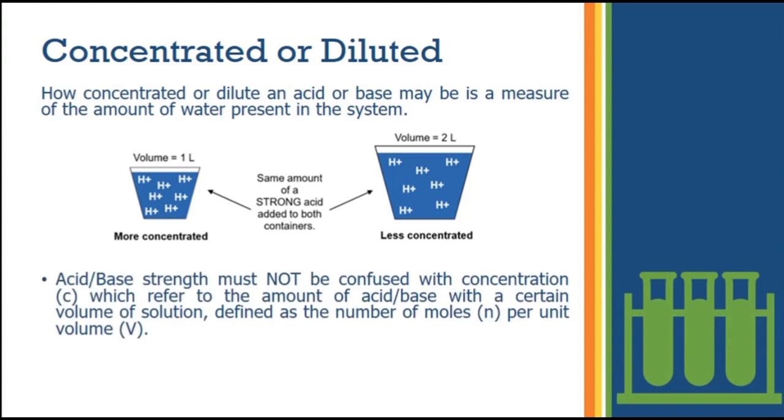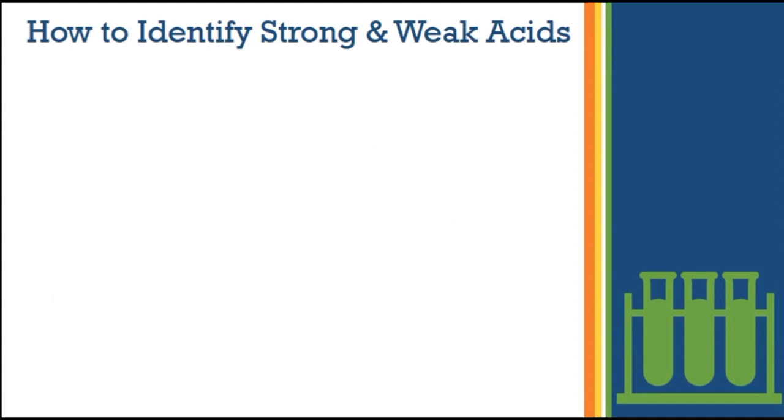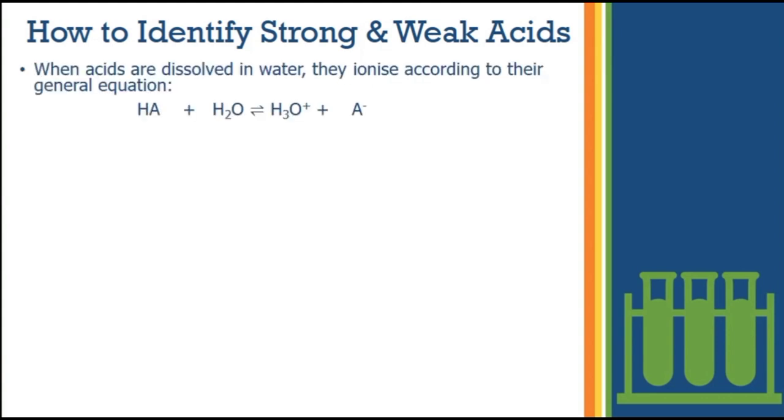So this brings us to our definition. The acid or base strength must not be confused with concentration, which refers to the amount of base or acid within a certain volume of solution, as defined by the number of moles per unit volume. How do we identify that? Well, a concentrated acid and a dilute acid need to be separate from what we know as strong and weak acids. So how do we identify strong and weak acids?